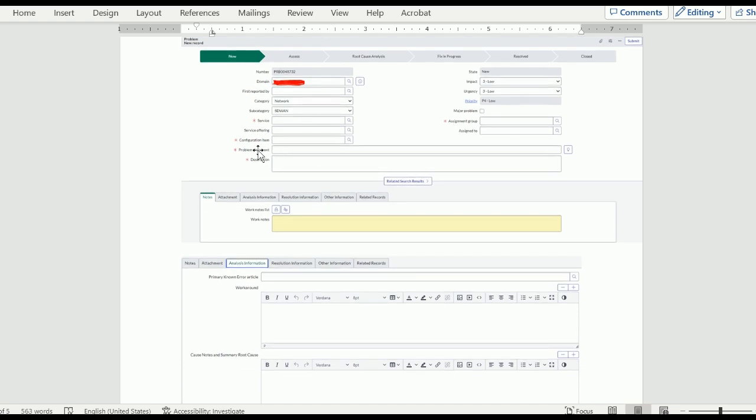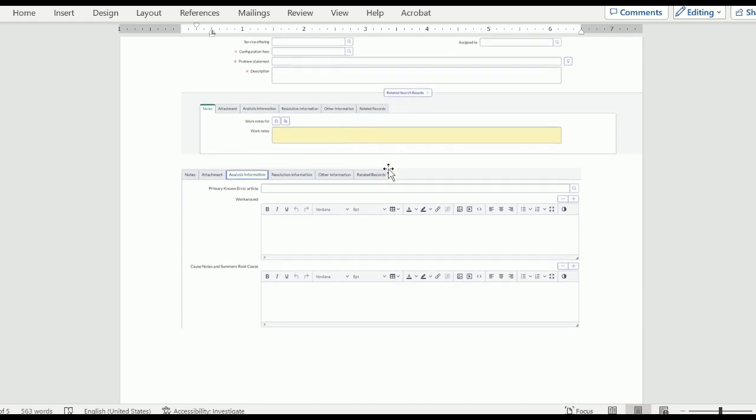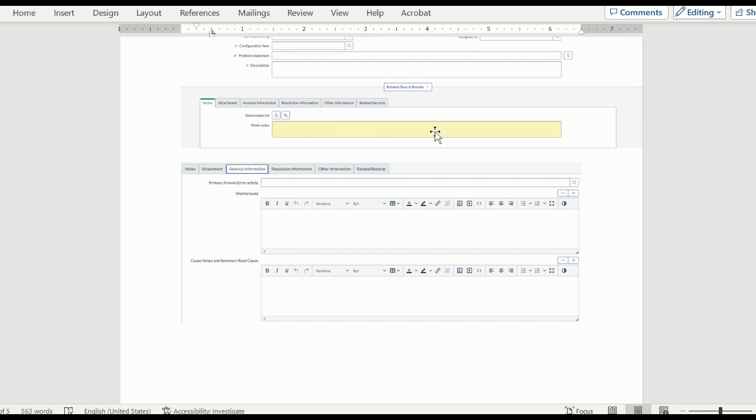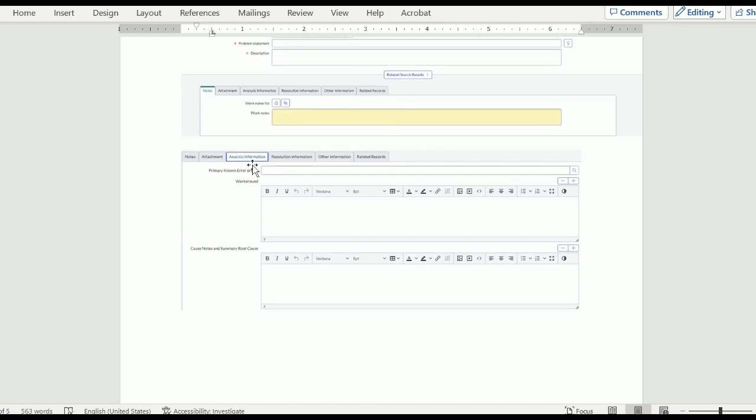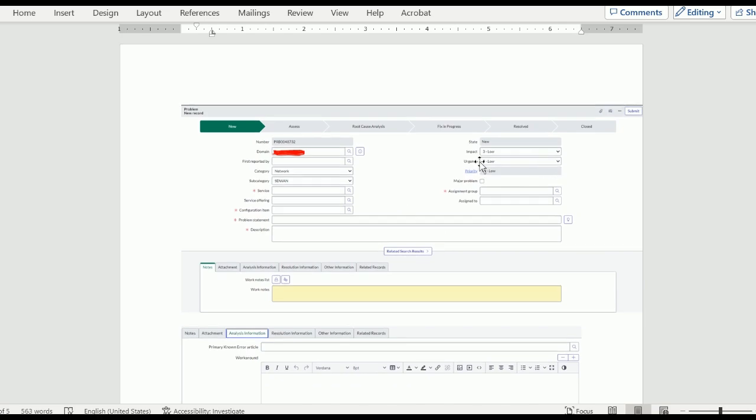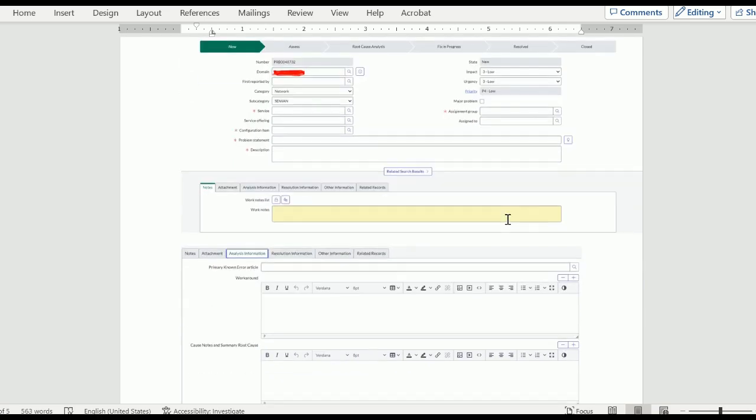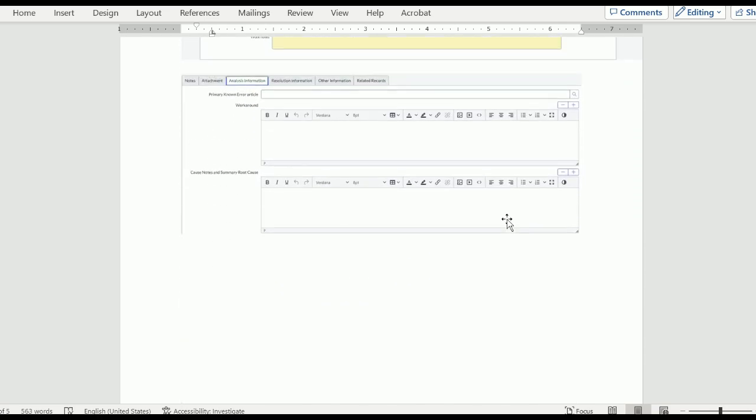Then what is the problem? Why is AD behaving weirdly? That is the problem statement. You need to write it down, put some description, and in the notes you can add the problem. And if you go to analysis info, and you can submit. Once you fill all these things, you can submit the change so that it will save the information.